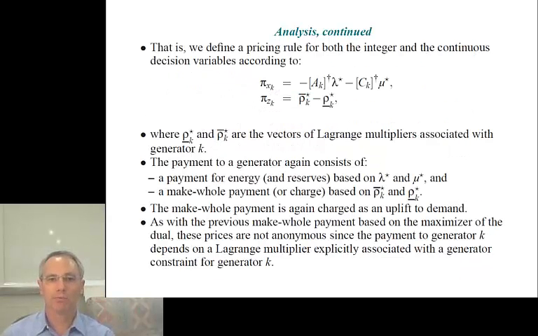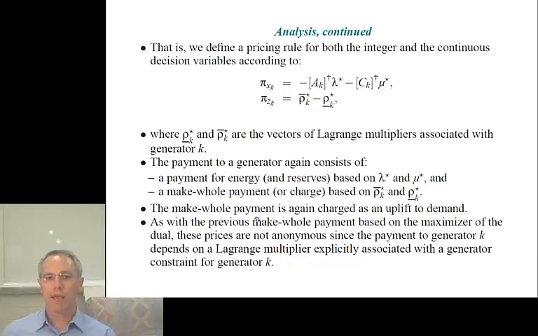So we're going to define a pricing rule for both the integer and the continuous decision variables. For the continuous variables, we've seen it before. Pi xk is equal to minus ak transpose lambda star minus ck transpose mu star. For the integer variables, this is the new thing, the price paid to zk for commitment variable zk is going to be rho overline k star minus rho underline k star. Notice that zk is a vector, and indeed we'll organize the rho underline kts and rho overline kts into vectors that are appropriately numbered so that when we do this subtraction, we subtract corresponding entries.